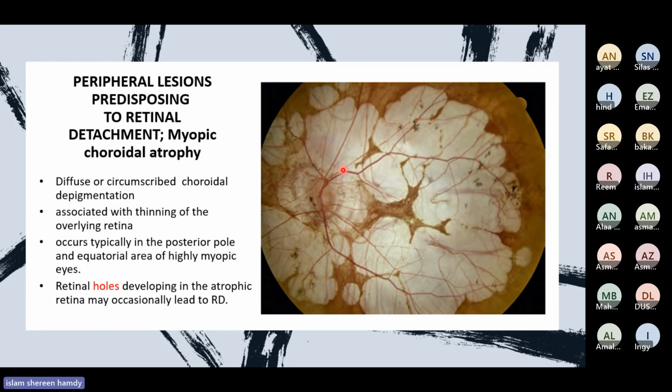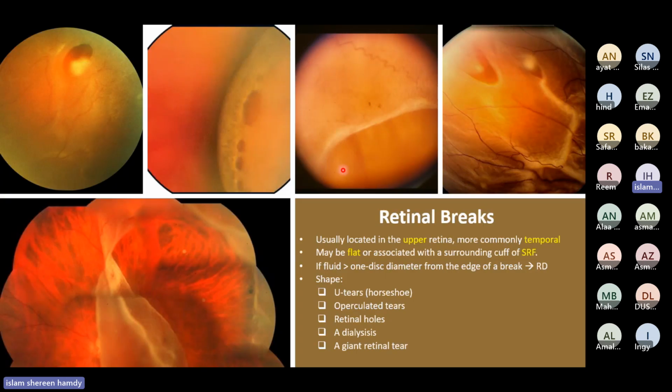Okay, so let's move on to another entity, which is the retinal break. So the retinal break can be either a retinal tear, and the retinal tear is usually happening because of a strong vitreoretinal adhesion at certain point. With vitreous detachment, this will pull on the retina and cause it to tear.